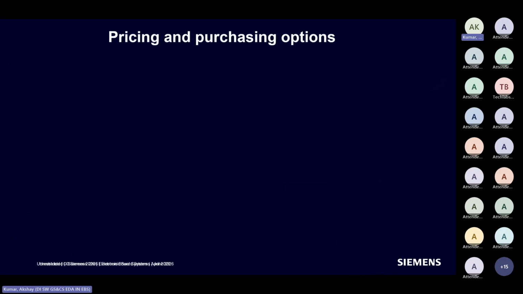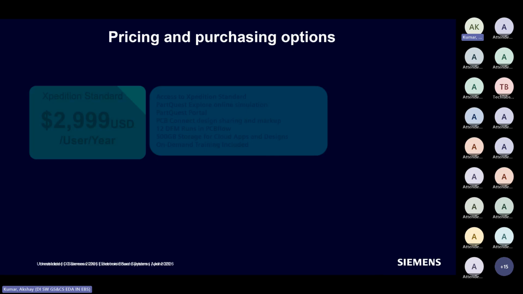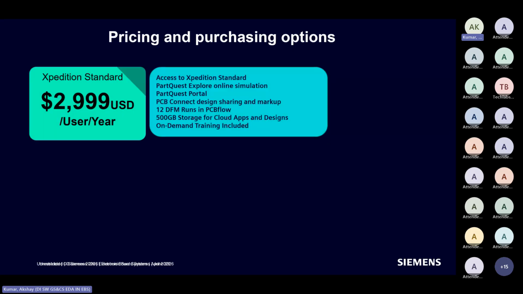Now, on the pricing and the purchasing option, I would just like to give you a quick highlight that if you are interested in the presented technology, you can of course go with Expedition Standard with a very minimal pricing per year, which is right in front of you. It will give you access to Expedition Standard as a schematic library layout. It will also give you PartQuest Explore with simulation solution as well, right? You will also get access to all the parts from the PartQuest portal.